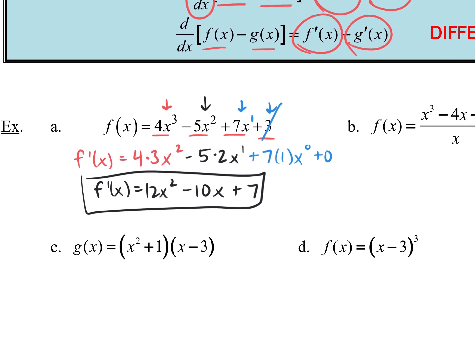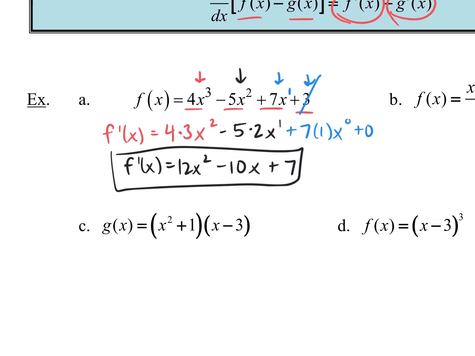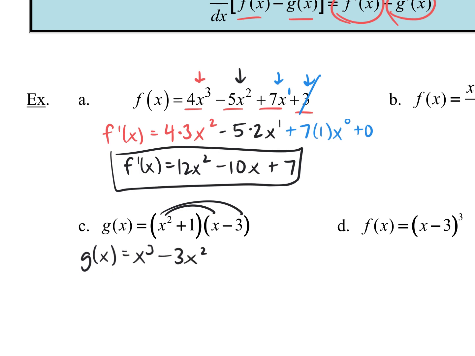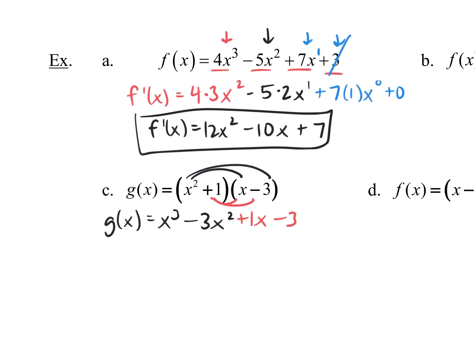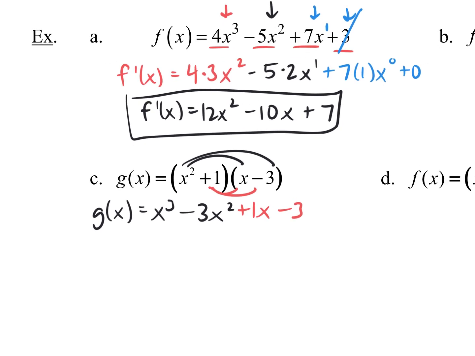Cool. Let's look at letter C. You might have to do some algebra before we can actually find the derivative of these things. Okay? So right here, we can't just only distribute that or like do the power rule of x squared. We have a whole function here, really, which means I have x squared times x, which is x to the third. I have x squared times negative 3, so minus 3x squared. And then I've got plus 1x and minus 3. Okay? So really, I am finding the derivative of every single piece that is shown here.